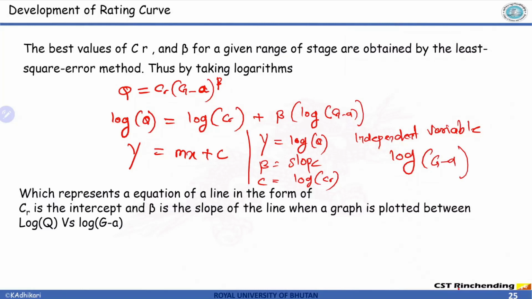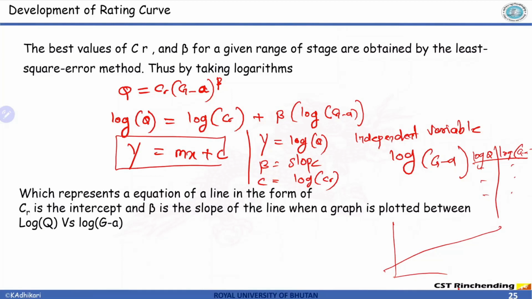So if you plot a graph between log Q and log of (G minus A), you should get a straight line, because this equation is in the form of an equation of a straight line. So that is what it means.